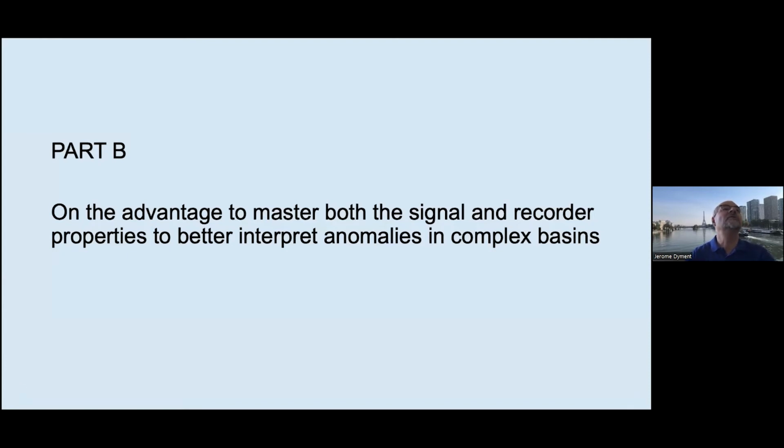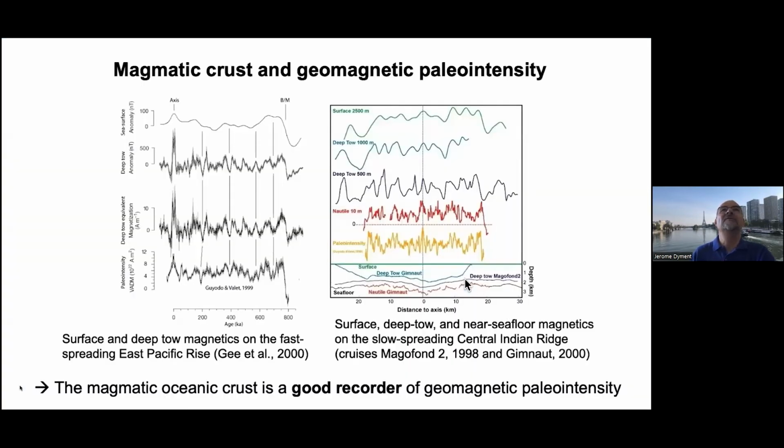Let's go now to a much smaller part B, where I try to explain the advantage of understanding better the signal and the recorder to interpret the anomalies in complex basins. Well, the magmatic crust is not only recording the polarity reversals, as we read everywhere, but it is also able to record the geomagnetic intensity. And here you have two examples, almost antipodal: one is from the EPR, East Pacific Rise, from our American colleagues. The other one is a work on the Central Indian Ridge.